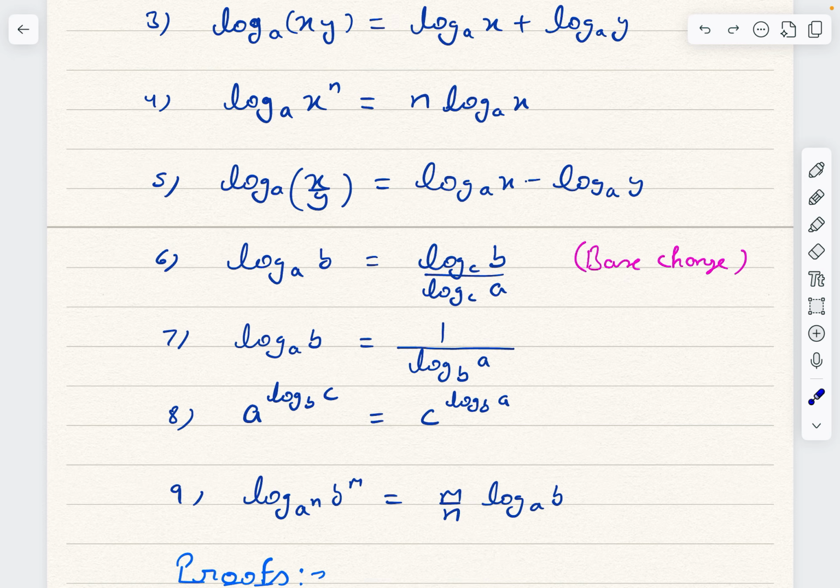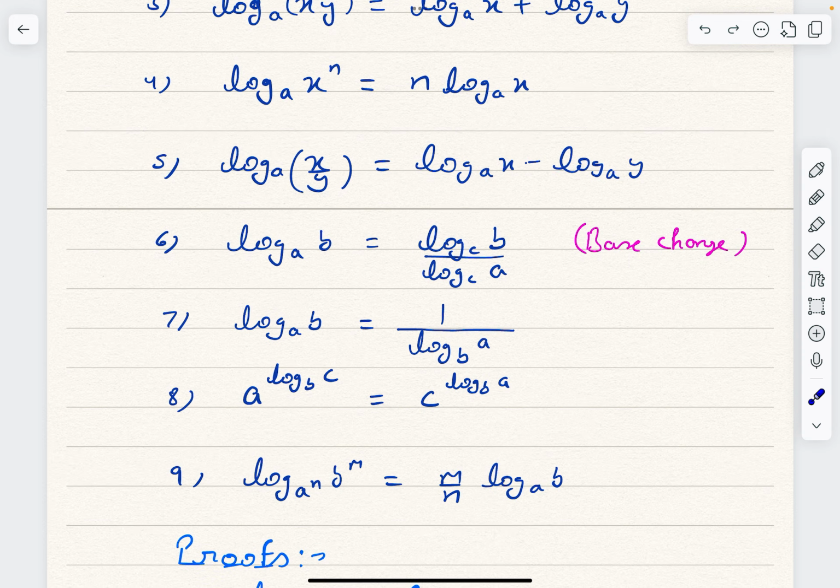Eighth, if we have a power log base b of c, you see this a and c can be interchanged. So you get c power log base b of a. And the ninth one, log base a power n of b power m. So what will happen? Sorry, the m comes outside in the numerator and the n comes out in the denominator. So you get m by n log base a of b.